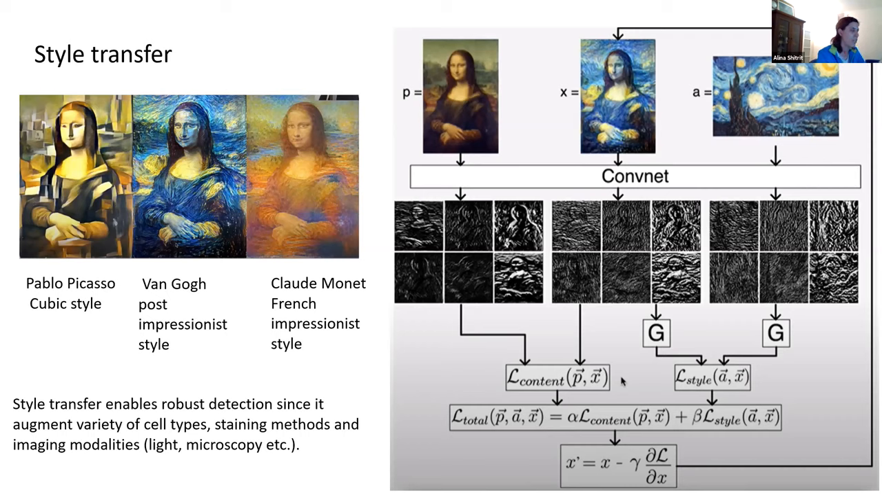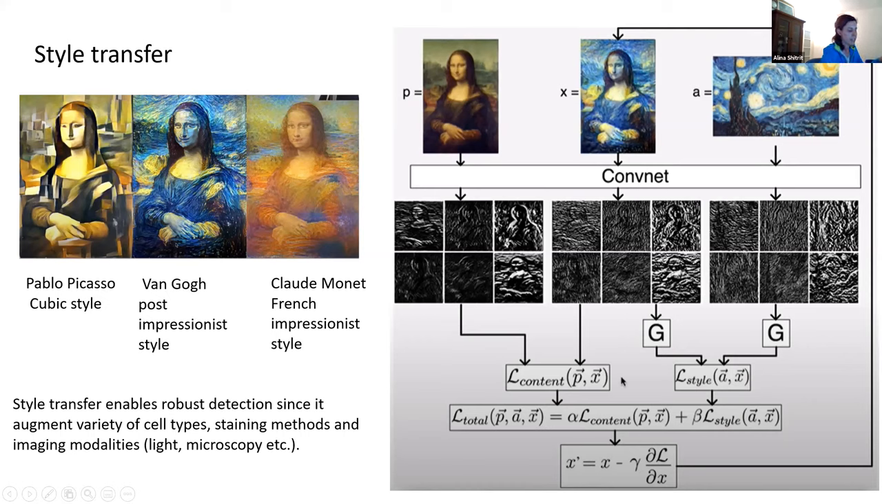So just to get an intuition of how the style transfer works. The idea is that you have a picture of the content, let's say P here, the Mona Lisa. And on the other hand, you have the style, let's say the Van Gogh impressionist style. And you want to create a picture of the content, the Mona Lisa, in that style. So you need to convert the content and the style to a black and white image, where the white are the activation here of the content and here of the style. And then you combine these two in this formula where you can set weights for how much content or how much style you want in the end picture. So style transfer basically enables robust detection since in our example of a nuclei world, you add a variety of cell types, staining methods and image modalities.